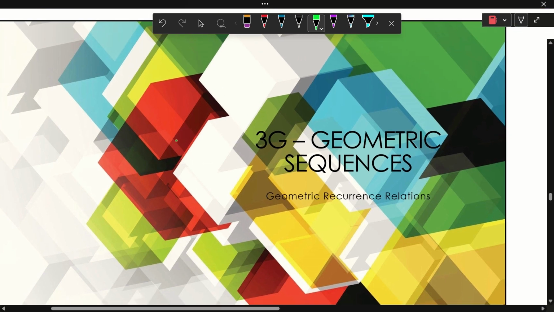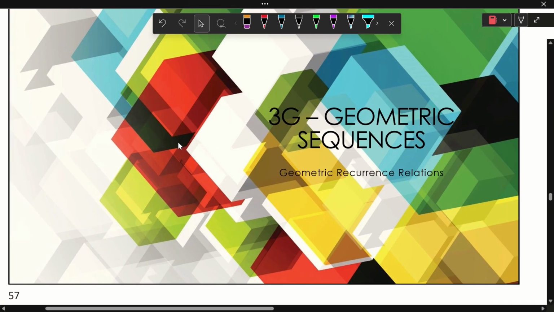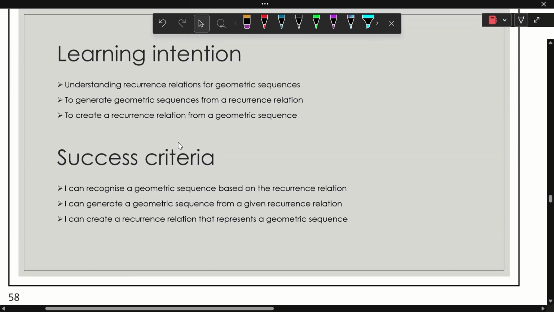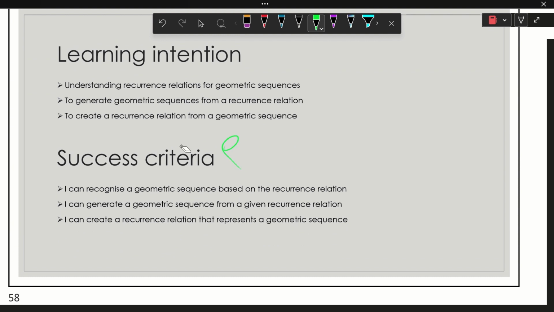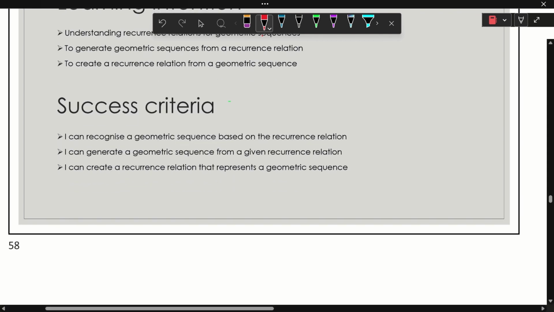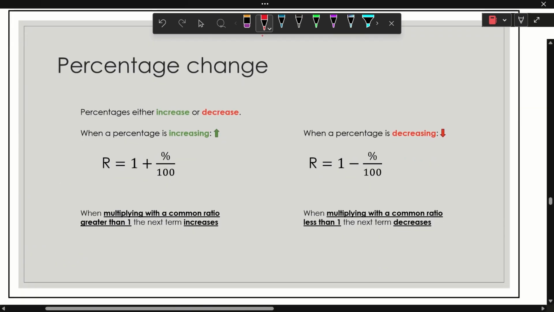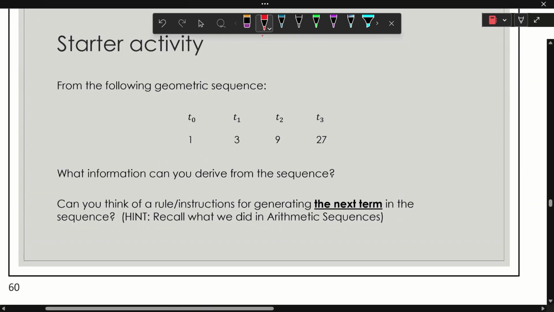So, with geometric sequences, it's basically the same as arithmetic. Instead of adding and subtracting, we're just multiplying. That's the only difference. So, what I want you to be able to do today is know what a recurrence relation is for geometrics. It's easy. You need to be able to generate a sequence. And I want you to create a recurrence relation, right? By the end of today, that's what you need to be able to do. Make me a sequence of numbers based on the recurrence. That's it. So, actually, we're going to skip this and we'll come back to that shortly.